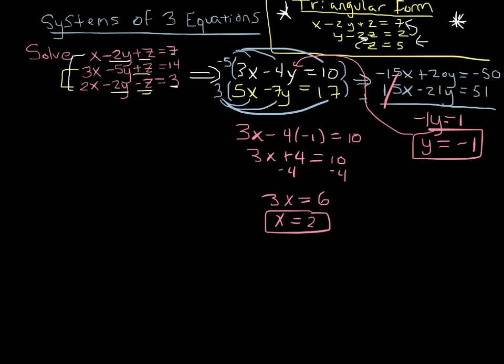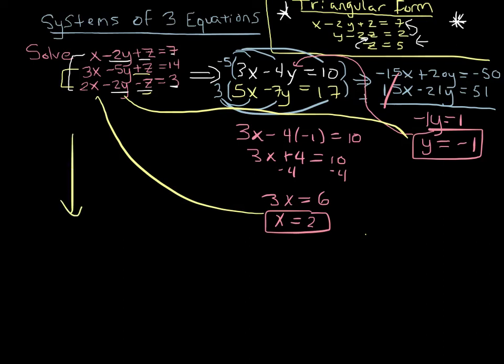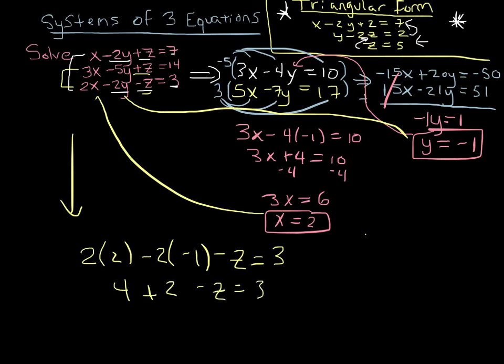And now that I know x and y, I can plug both of those into any of the original ones I started with. So let's just do it to the bottom one here. I'm going to plug y in there, and x in there, and I'm going to get 2 times 2 minus 2 times negative 1 minus z equals 3. So this is 4 plus 2 minus z equals 3, which means 6 minus z equals 3, which means that z equals 3, clearly.